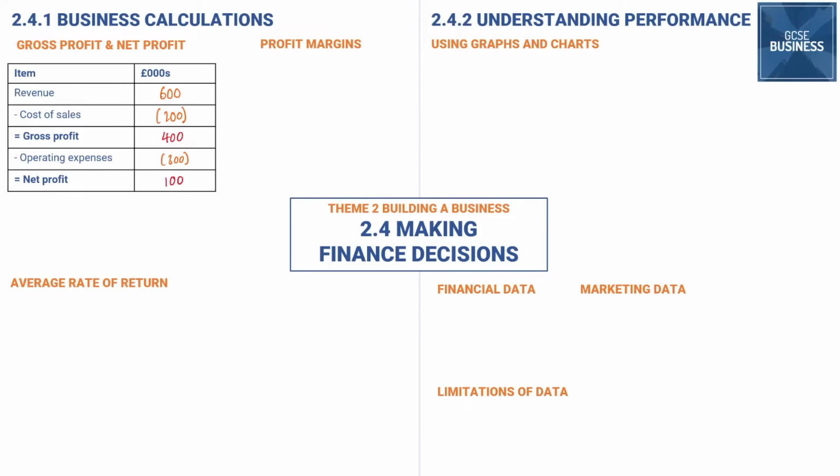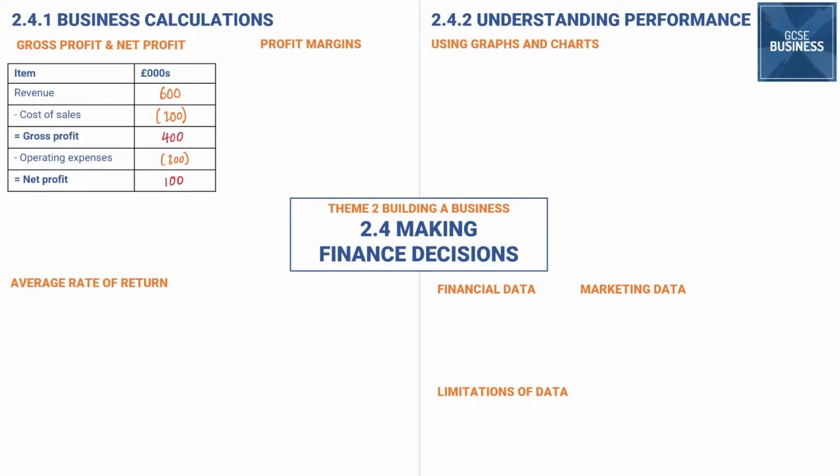The profit margins is where it gets a little bit more complicated. So our profit margins are basically what percentage of our revenue do we keep as gross profit? We know our gross profit is £400,000. We know our revenue is £600,000. What percentage does that represent? What percentage of our revenue does that gross profit represent?